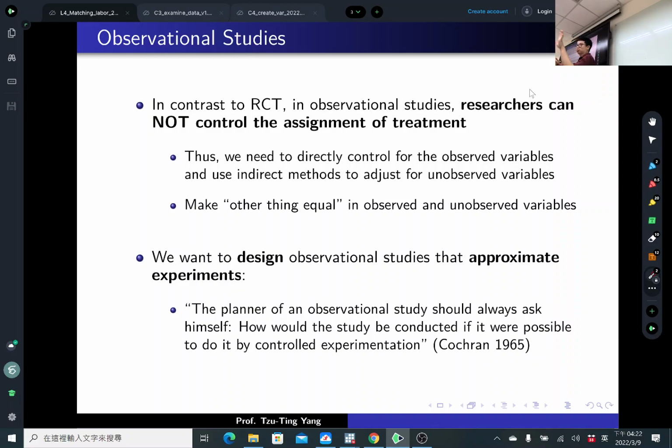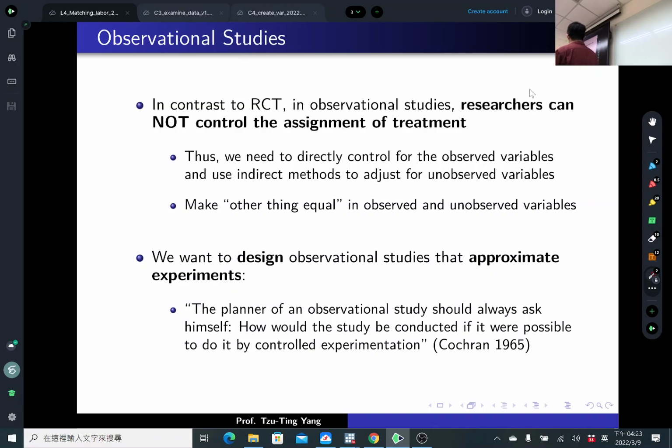For example, make the treatment group and control group have very similar age, very similar family background, something like this. Or use some indirect method to adjust for unobserved variables, like personality or ability. And you will learn several methods that use a direct way to do that, like a policy change, as she said. We can use another method to do that. But today we will not discuss that kind of method.